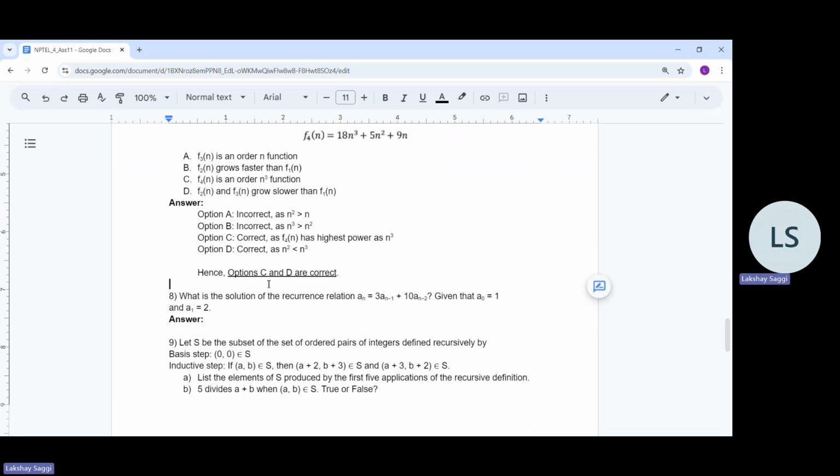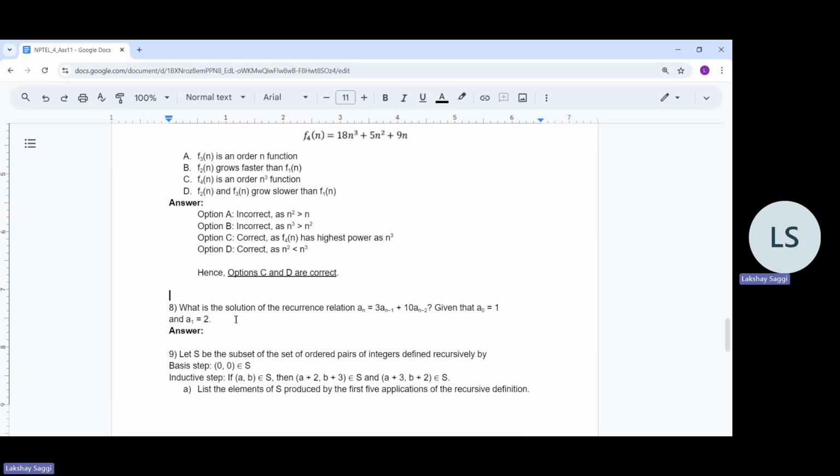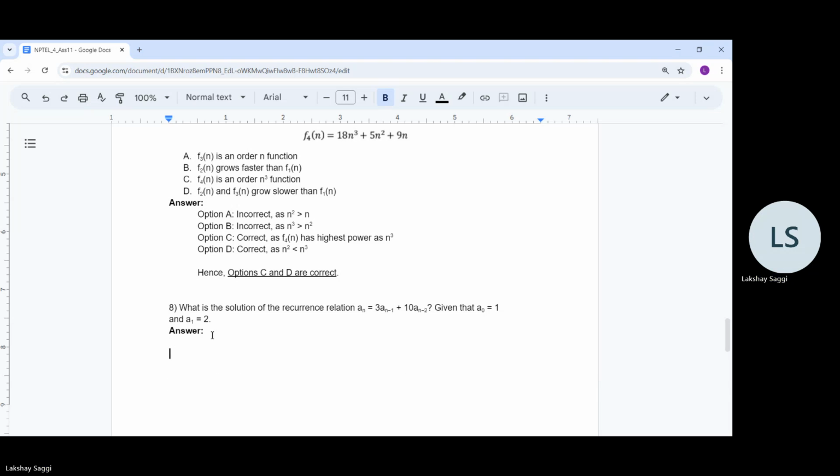Okay, then we can move on to the eighth question. The eighth question says: what is the solution of the recurrence relation A of n equals 3 times A of n minus 1 plus 10 times A of n minus 2? This is just solving recurrence relations given the base cases, which has already been discussed in the lectures, but just for practice, we'll discuss one such question explicitly also.